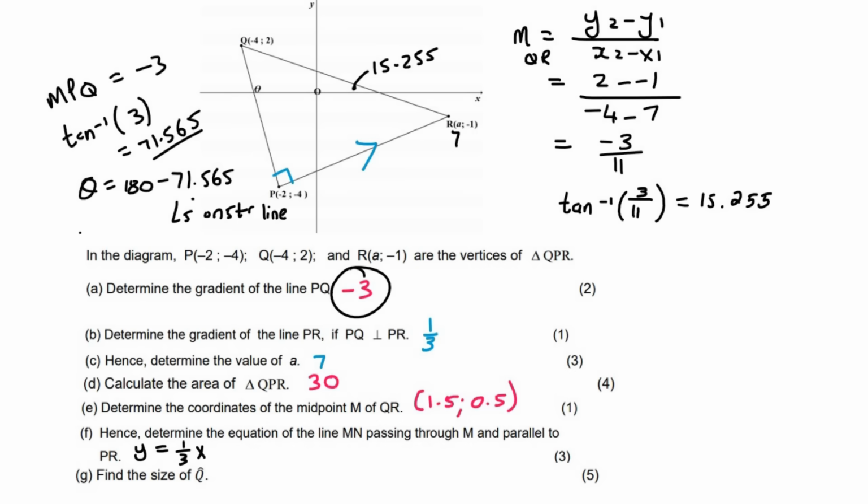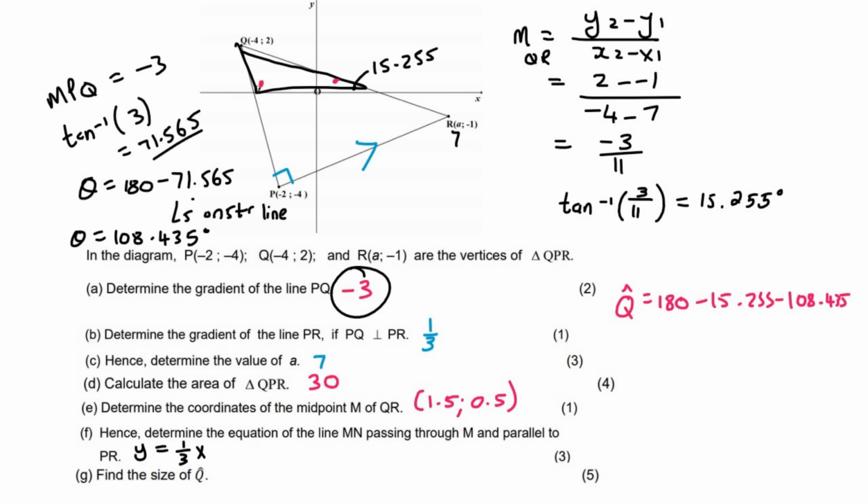And so theta would be 108.435 degrees. So in this triangle here, we now have this angle, and then of course we can use the sum of angles in a triangle to find Q. And so angle Q is going to be 180 minus 15.255 minus 108.435. The reason for that is the sum of angles in a triangle.